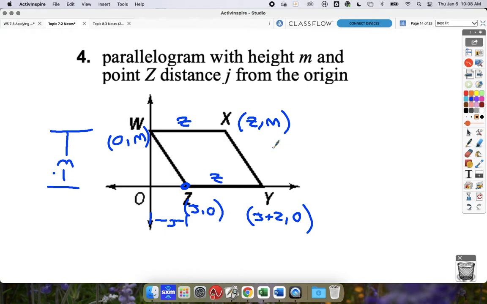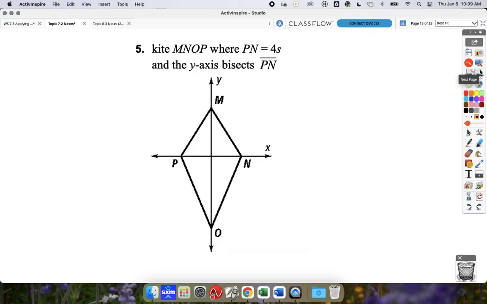Right. So because my parallelogram is ZY, you have to go over Z and up M to get to point X. Right? I think these are the ones that are starting to get a little bit more difficult. So if you're still with it, you're in a good spot.